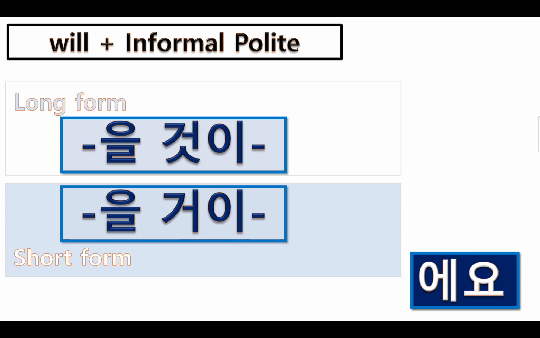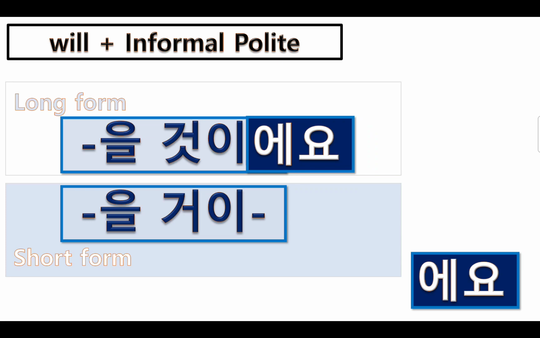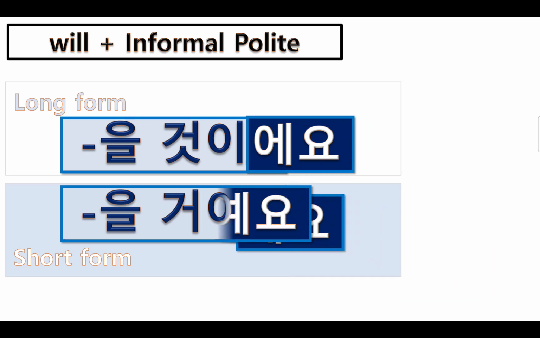So 에요. And do you remember, when you put the verb be and then informal polite, there are two forms? When there is 받침, 이에요, and 노받침, 예요. As you see, 을 것 has 받침. In front of 이, 것 has 받침. So 이에요, 을 것이에요. And 노받침, 을 거이 and then 예요, right? So 에요 goes up and changes to 예요. 을 것이에요, 을 거예요.